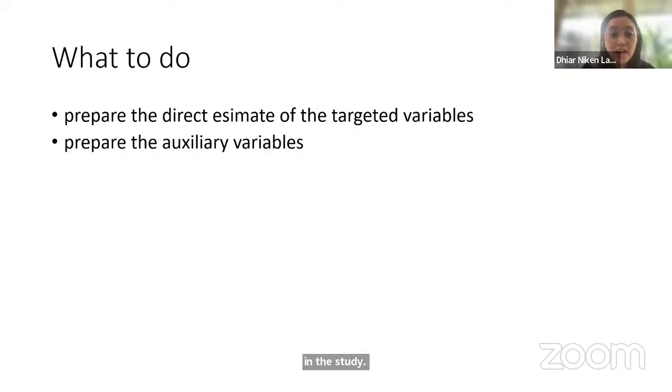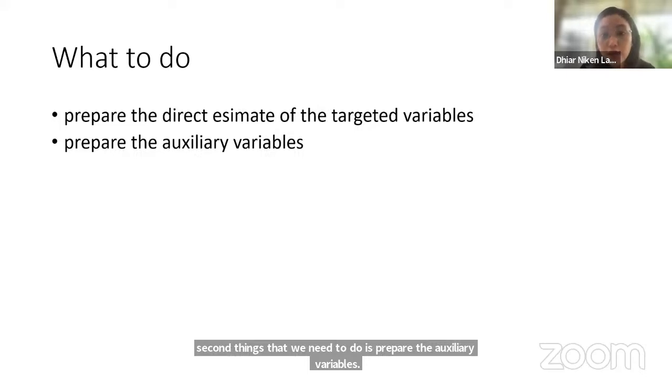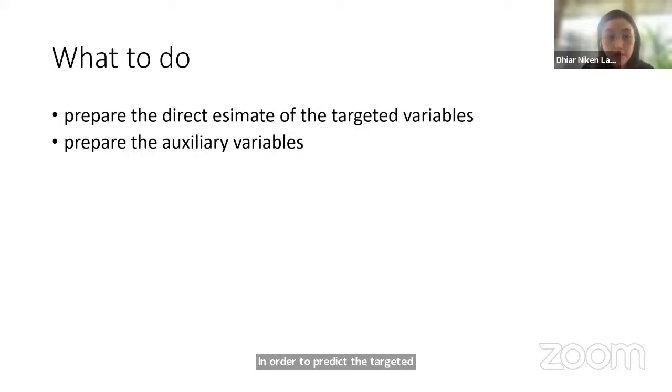And then the second thing that we need to do is prepare the auxiliary variables in order to predict the targeted variable, in this case poverty or unemployment rate. Next slide, please.